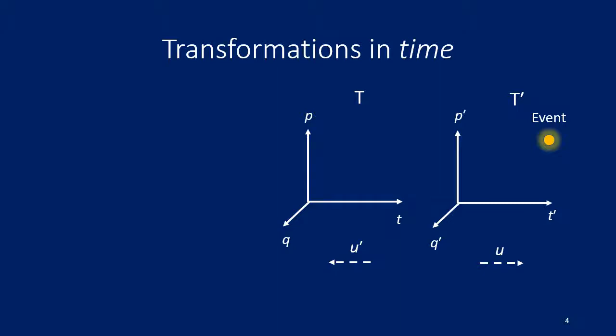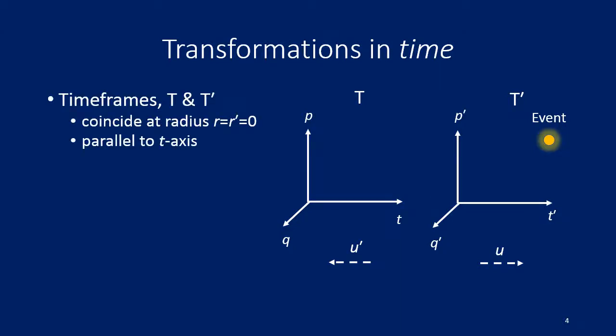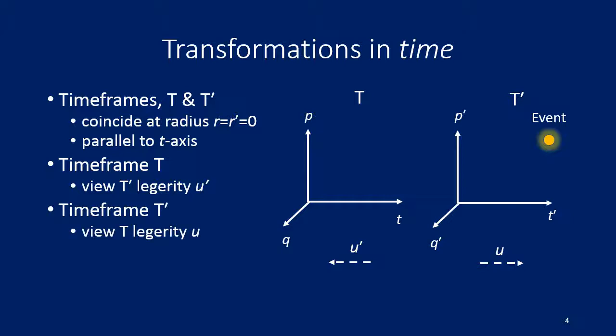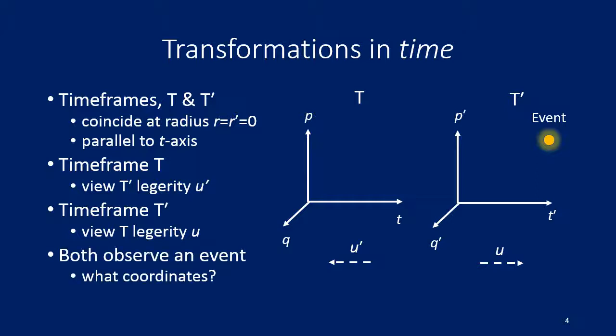We'll also consider transformations in time. These are time frames now, t and t prime, and let them coincide at a beginning point, r equals r prime equals 0, and say that motion is parallel to the t-axis, which is one of the time axes. The other two are p and q. So time frame t views time frame t prime with linearity u prime, and time frame t prime views time frame t as having linearity u in the opposite direction. So they both observe an event. What coordinates will they assign to that event?